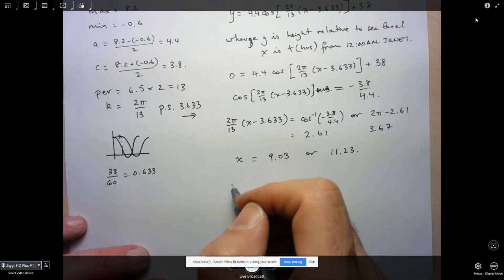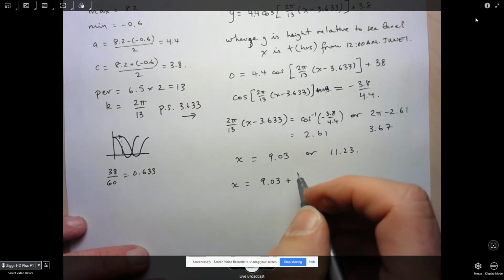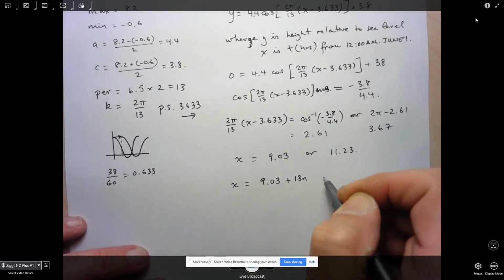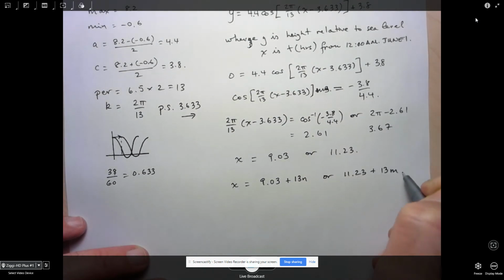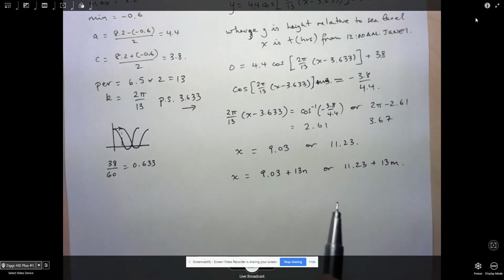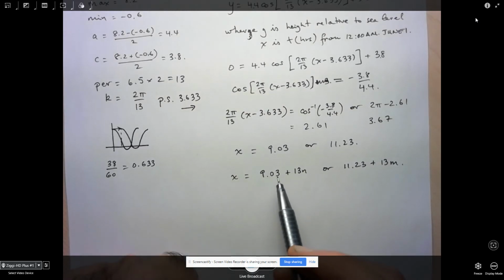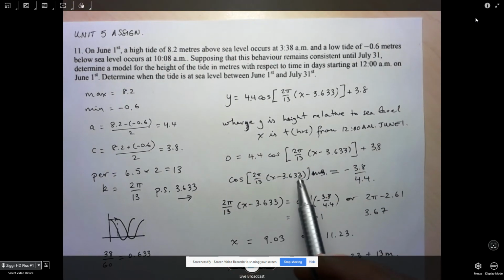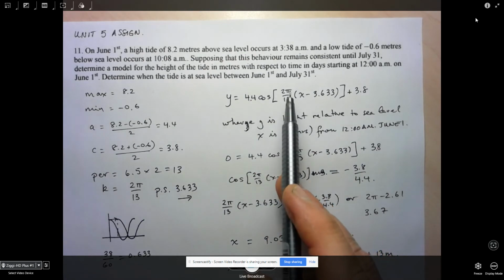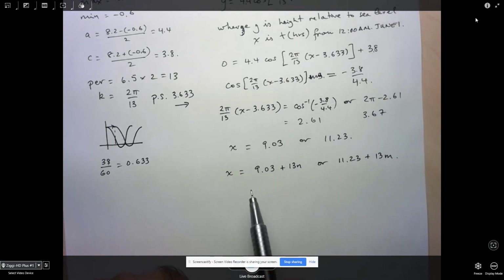So that means x is equal to 9.03 plus 13n, or 11.23 plus 13m, and I'll use m here. Now you might be wondering why I'm not just listing the answers. Well, this is because I realize that this is at the 9th hour after 12 a.m. June 1st, but I'm going all the way to July 31st. So this is going to be a lot of answers. I would definitely prefer not to list them.